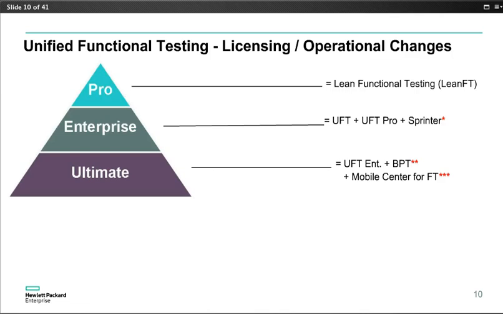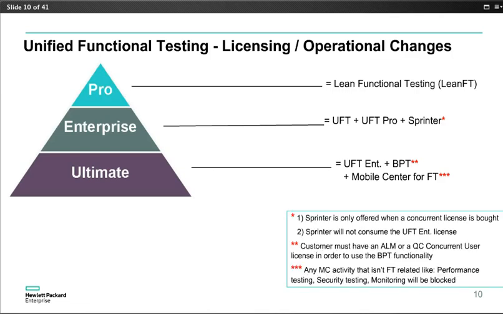In the UFT Enterprise, this is basically the UFT that you're familiar with today. The only thing there is that we added Sprinter to the mix. So if you are not familiar with Sprinter, this is the market leader solution in the manual and exploratory testing. So now everyone that either has or is planning to buy a UFT concurrent license will also be entitled to the Sprinter solution.